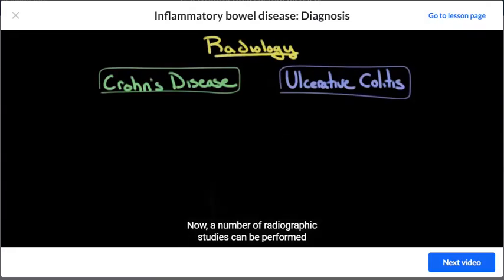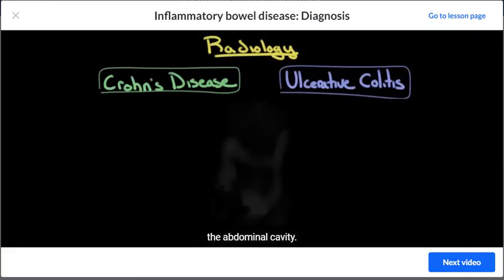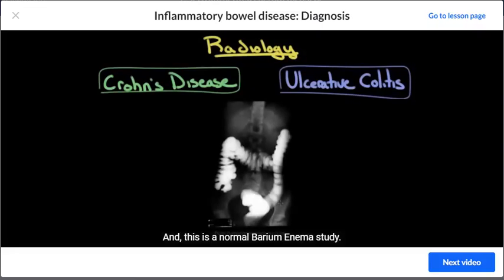Now, a number of radiographic studies can be performed to aid in the diagnosis of Crohn's disease and ulcerative colitis, including CT and MRI. However, one of the studies that's used is something known as a barium enema. Now, barium is a contrast dye that is inserted through the rectum into the intestines, and as it fills up the intestinal lumen, an X-ray is taken to look at the abdominal cavity. And this is a normal barium enema study.